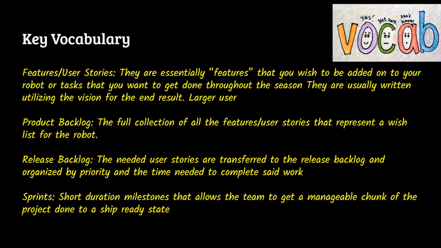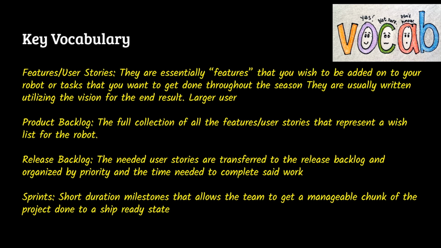So basically, there's stuff that you want to get done throughout the season, and they're just tasks, and they're broken down into those categories, which is feature/user stories, and they can be anything from getting outreach done to actually building the robot. Up next is the product backlog. It's basically the full collection of all those feature/user stories, and they represent a wish list for your team throughout the season.